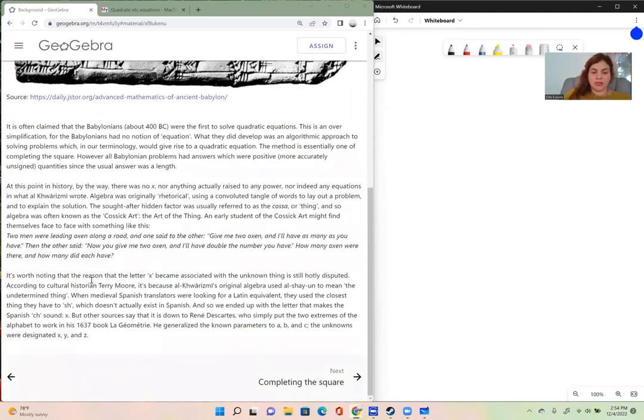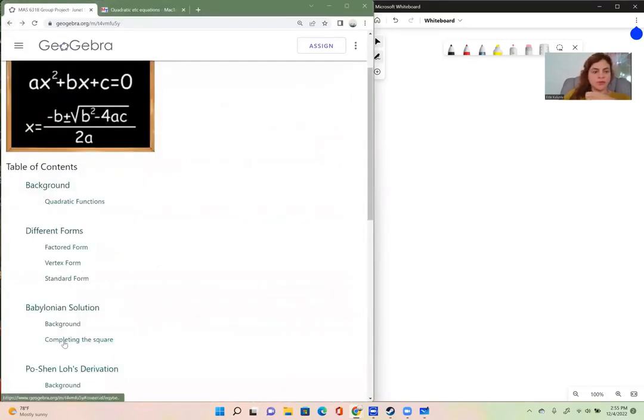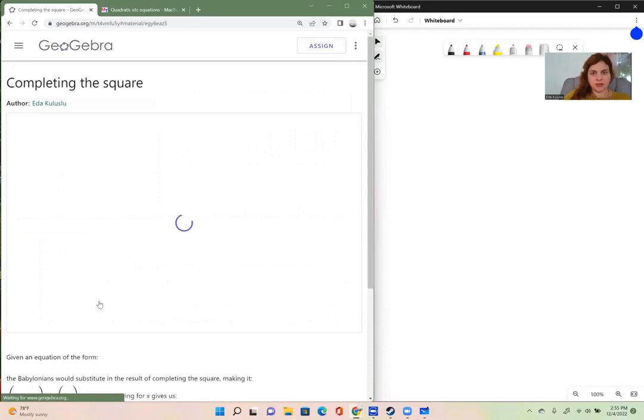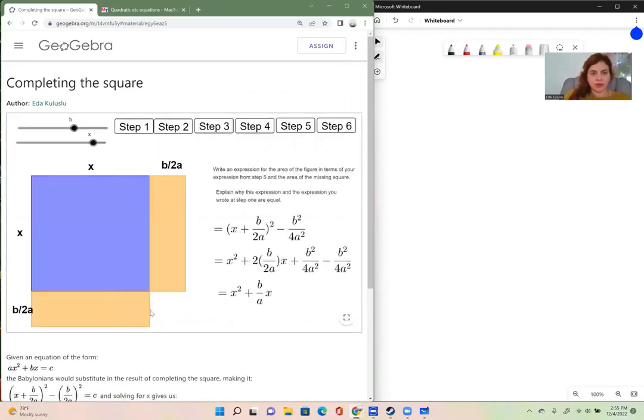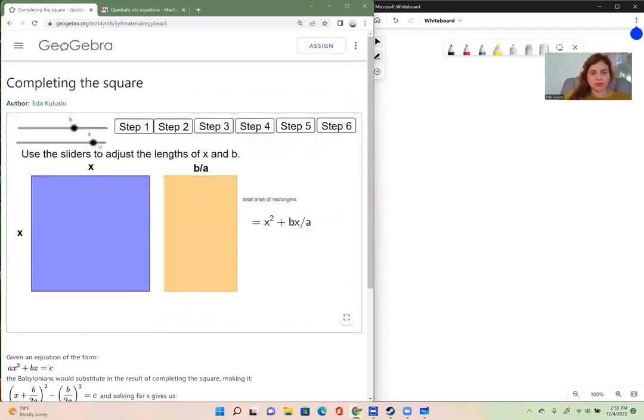But eventually later on, people were able to apply this method with the use of a variable, making it a lot easier and more translatable. Here's a visual representation. Let's start with step one.